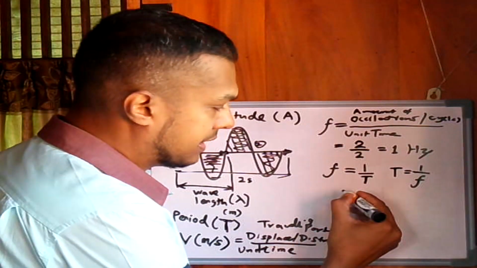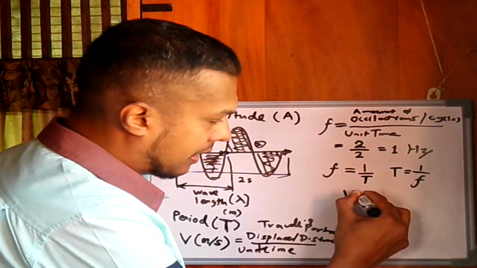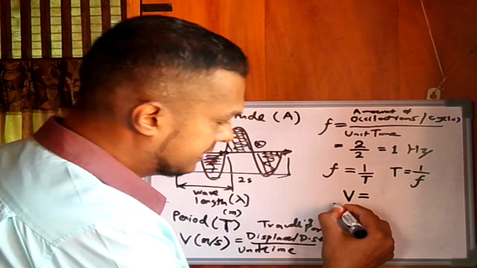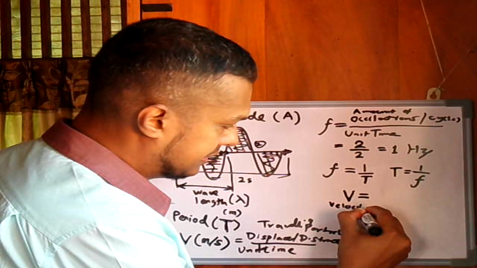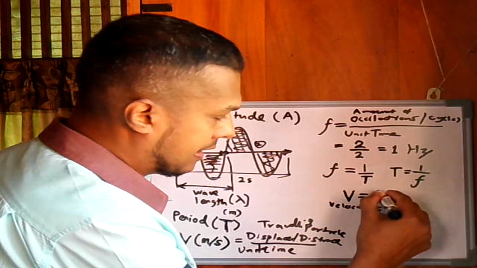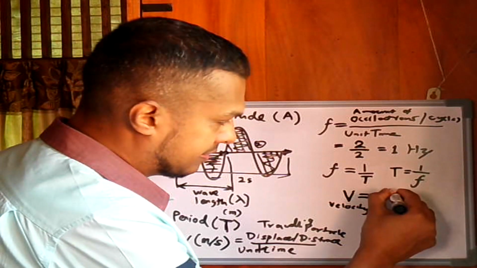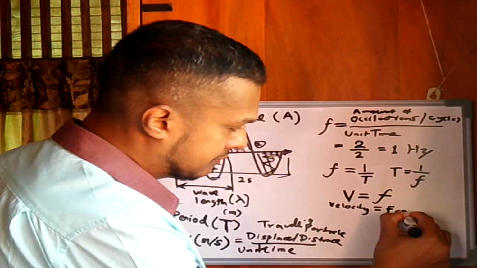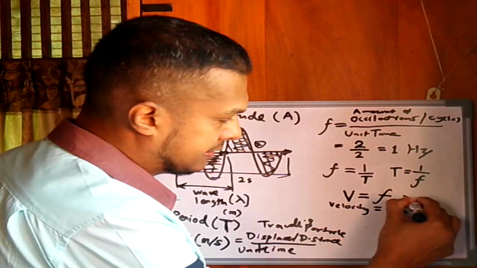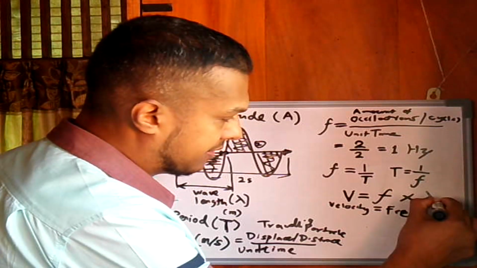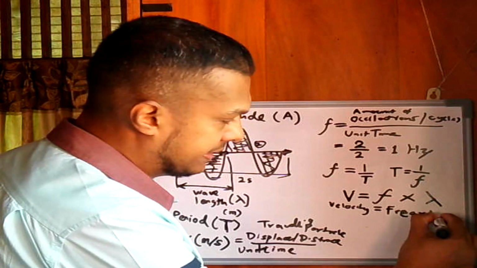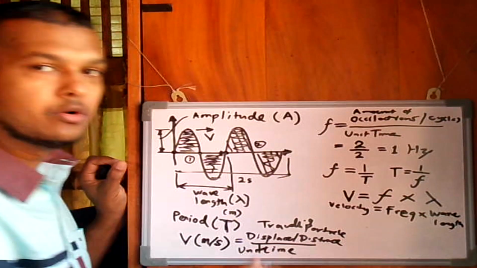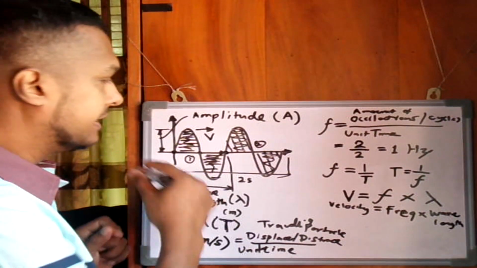And the main formula now is the velocity of the wave. So the velocity is equal to frequency times lambda, which is the wavelength. This is the most important formula in the topic of wave.